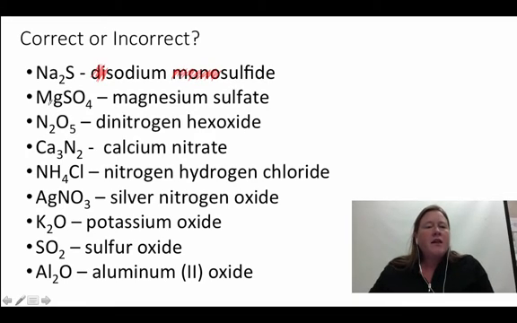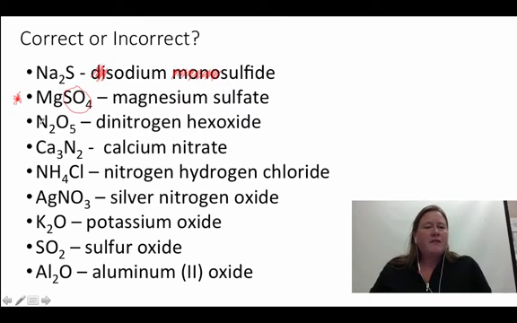All right, looking at the next one, the first part is magnesium. The second part is SO4. If I look on my cheat sheet, I see that SO4 is sulfate. So this one happens to be already correct. I'll put a little star next to it. Correct. Magnesium sulfate.